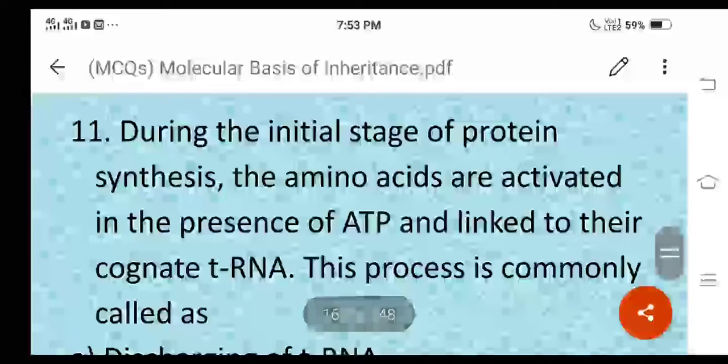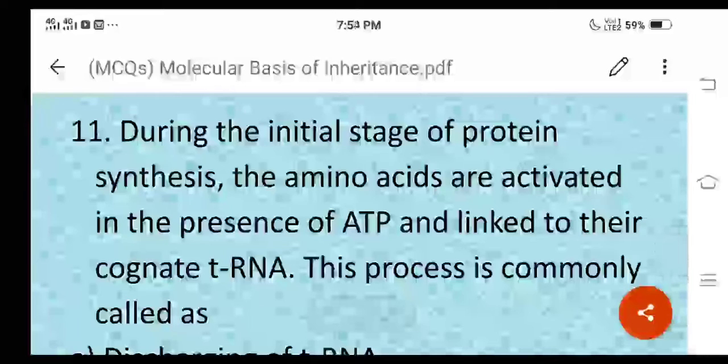During the initial stage of protein synthesis, the amino acids are activated in the presence of ATP and linked to their cognate tRNA. This process is commonly called as.